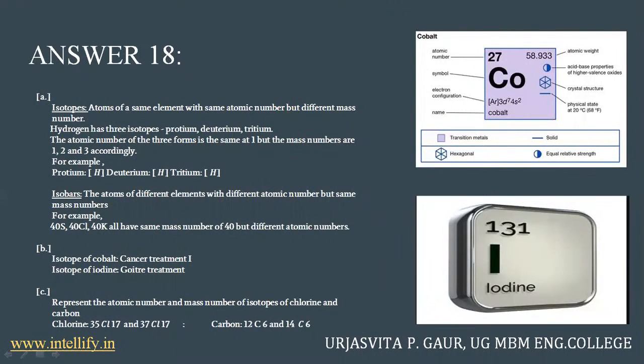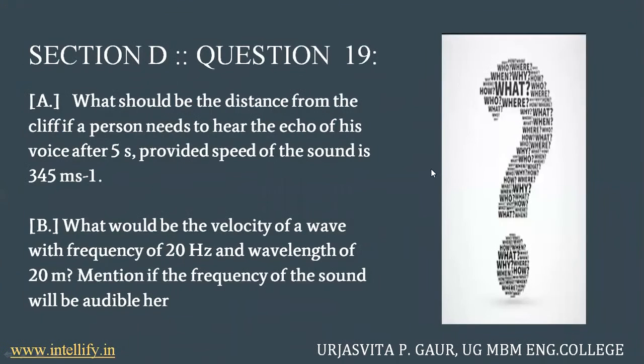Now let's move on to the next question. It has, again, two parts. Part A says, what should be the distance from a cliff if a person needs to hear the echo of his voice after 5 seconds, provided the speed of the sound is 345 meters per second. And part B says, what would be the velocity of a wave with frequency of 20 hertz and wavelength of 20 meters? Mention if the frequency of the sound is in audible range or not.